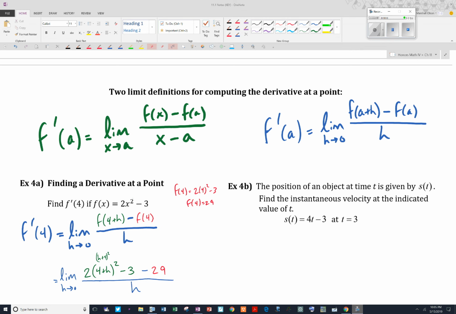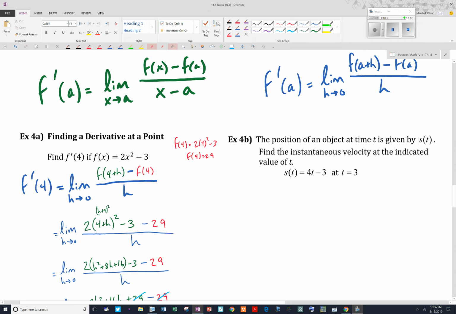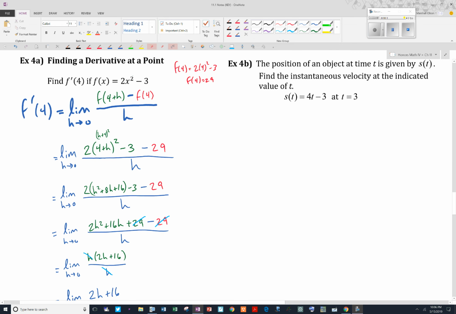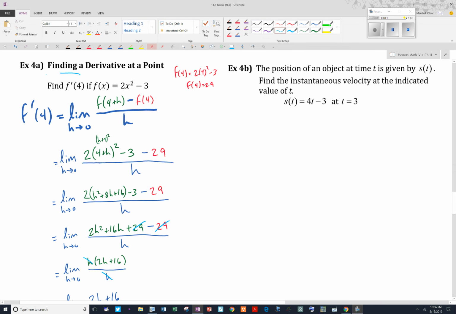All right, we're going to be looking at our second video in 11.1, talking about derivatives. Just going to revisit an example that we did in the last video, the last example that we did right here, where we found the derivative of f at 4 of the function 2x squared minus 3.